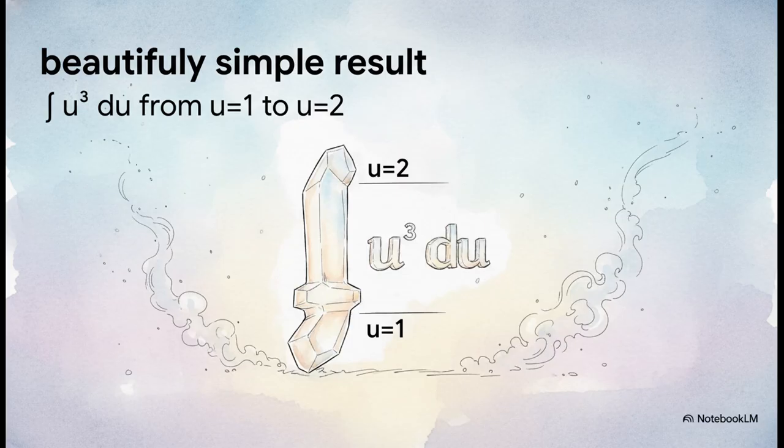And just like that, look what we have now. Our really complicated problem has transformed into the simple integral of u cubed from 1 to 2. I mean, come on, this is something we can solve in our sleep, right? The transformation is complete and it is beautiful.